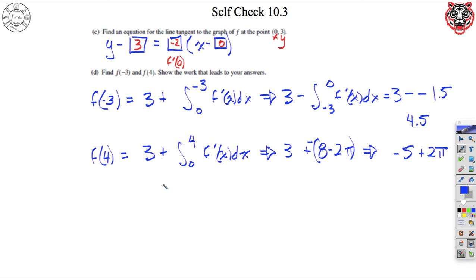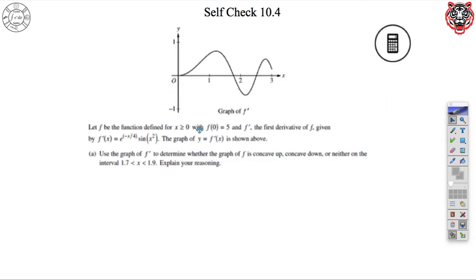All right, homework is self-check 10.4. There will be a video solution online by the end of today. On to self-check 10.4. We have this function, and this is one that we can use a calculator on. This function is f prime, and it also gives us f prime here.